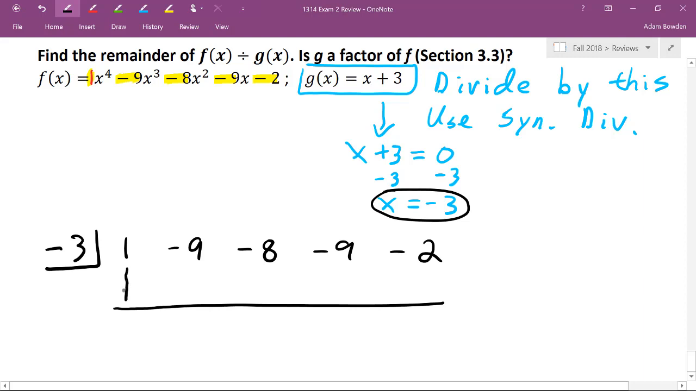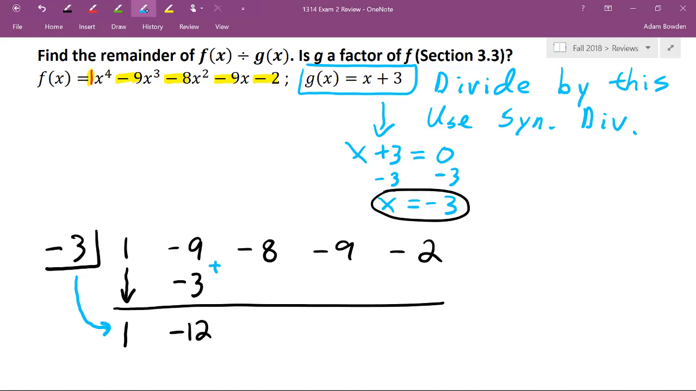First thing you do in synthetic division, bring down the 1, then multiply negative 3 times that number. That would be negative 3, which goes here. Then we add these numbers together to get negative 12. And now we repeat the process again. We multiply that negative 12 by the negative 3. And that would give us positive 36. We add that together. In this case, then we'll get 28.